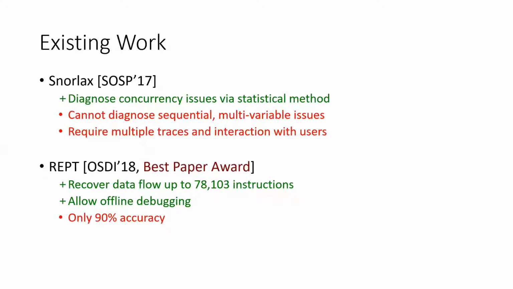REPT also collects similar information such as control flow information and a code dump. After that, it employs a new binary analysis approach that combines forward and backward execution to recover data flows. Based on their paper, they could recover the data flow up to 78,000 instructions. Since they already constructed the data flow, it allows offline debugging based on that. However, the data flow can only be recovered with around 90% accuracy. If the faulty state cannot be recovered, they cannot identify the root cause.